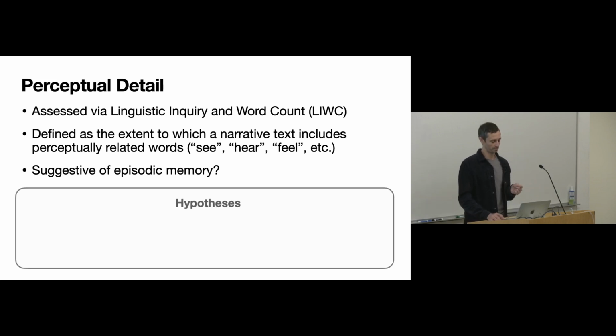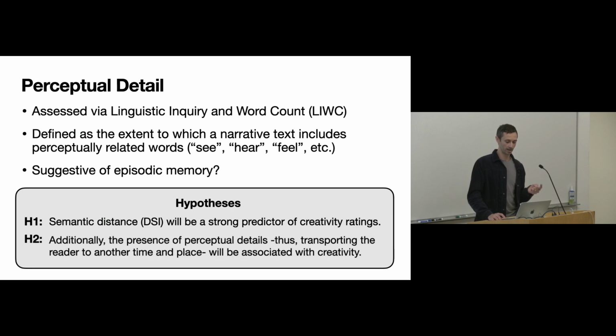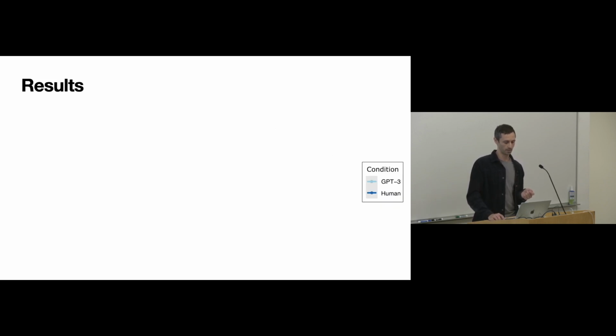This leads to two main hypotheses. First, we expect semantic distance, as measured by the DSI, would be a strong predictor of creativity ratings. Second, we hypothesized that perceptual detail, serving to transport the reader to alternative times and places, would also be predictive of creativity. Turning now to the results.